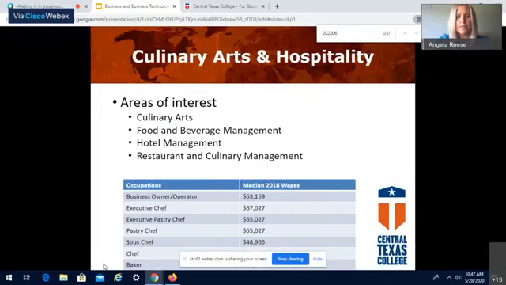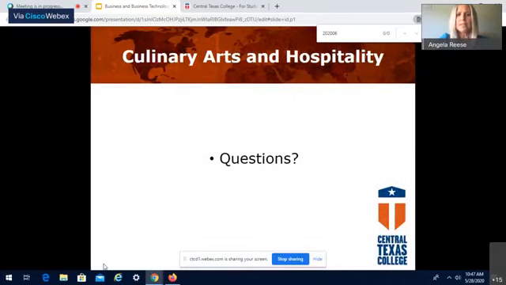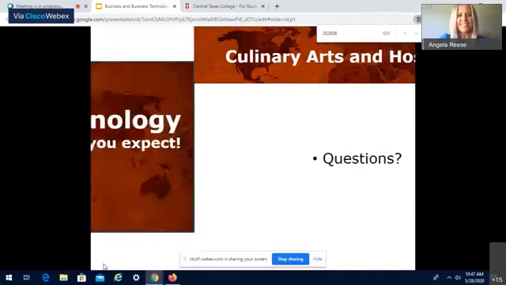So other areas with culinary arts, there's specific degrees in that area, as well as food and beverage management, hotel management, and also restaurant and culinary management. And if you have specific questions about that degree, make sure to let us know that as well. You can shoot us a message or reach out to Chef Lezo, who is the program coordinator for that department. So are there any questions for this area just yet? Nothing right now. Okay, all right.